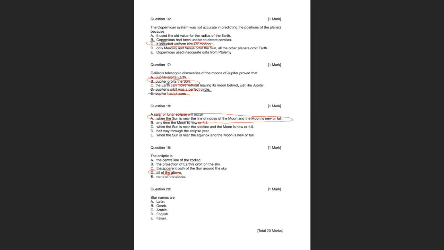Then question 19, star names are what? So yes, Arabic is correct. So yes, the zodiac is all the star constellations, such as Capricorn, Pisces, Virgo. Yes, there are also Greek names, you are correct. But what most people actually don't realize is about 90% of all star names are Arabic.